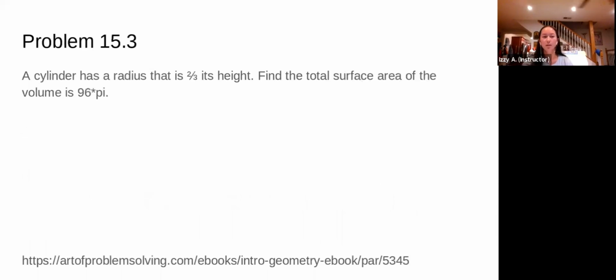Okay, so next we have problem 15.3. A cylinder has a radius that is 2/3 its height. Find the total surface area if the volume is 96 times pi. So let's see if you guys can figure out this problem. I'll give you some time to do this one, and then we can go over it together.